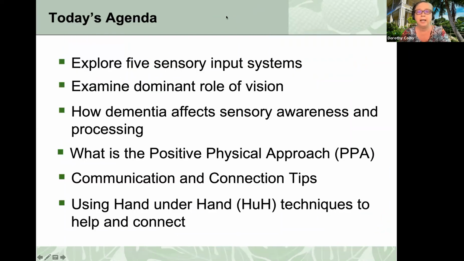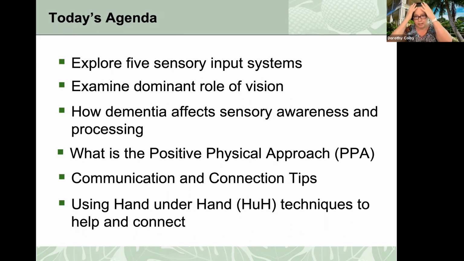So today, Kay is going to take down the poll there. Great, thank you, Kay. This is what we're going to be exploring today. We're going to explore the five sensory input systems, and we're going to start with, and I think I do this in every webinar, looking at us as human beings, how we take data in from the world. People living with dementia are not different than us.